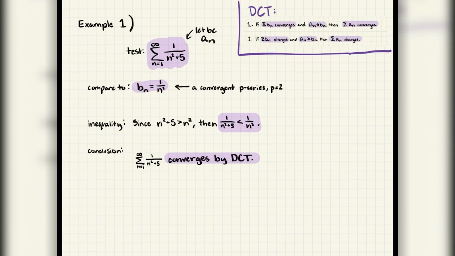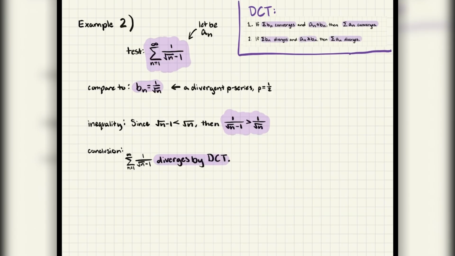Suppose we have series 1 over n squared plus 5. That plus 5 makes it annoying to integrate, so let's compare it to something simpler, like 1 over n squared. We know 1 over n squared converges because it's a p-series with p equals 2. So since our original denominator is larger, the actual fraction is smaller than our convergent benchmark. Because the ceiling converges, our series is trapped underneath it and must also converge.